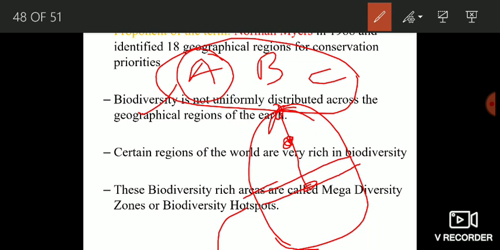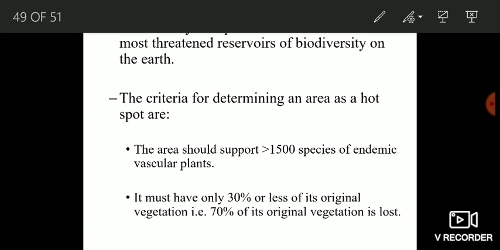So naturally you have some areas which are rich in biodiversity and some areas which are not that rich in biodiversity, and the areas which are rich in biodiversity are known as megadiversity zones or biodiversity hotspots. But you cannot arbitrarily say that this region has a large biodiversity and it should be named as a biodiversity hotspot. There are some criteria which a region should fulfill before it can be called a biodiversity hotspot, and these criteria are: the first one is the area should support more than 1500 species of endemic vascular plants.